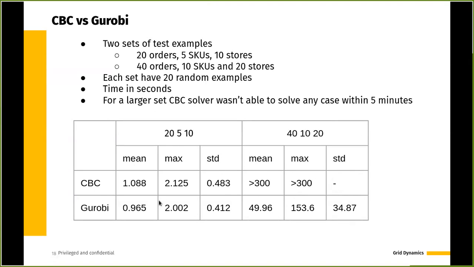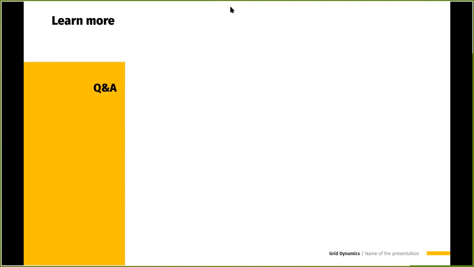So as you can see here, for smaller sets, CBC and Gurobi work in a very comparable way between themselves, with Gurobi being a little bit better than CBC. But for larger sets, CBC just failed to work, while Gurobi works within 1 minute for most of the cases. So that's it. Now you know that such problems exist, and that you can try to solve them with the solvers. Also you know a few solvers by yourself, and you can try to work on it.